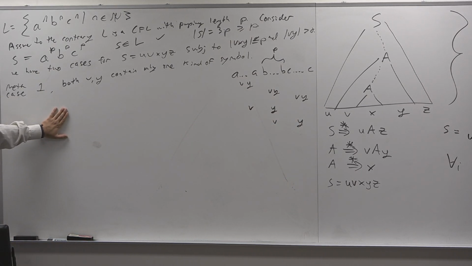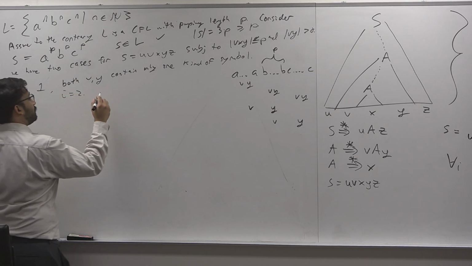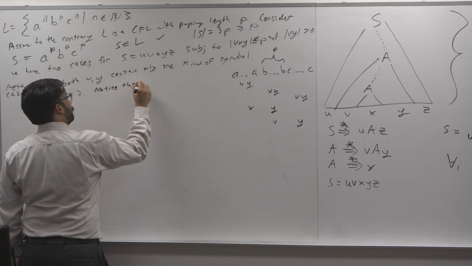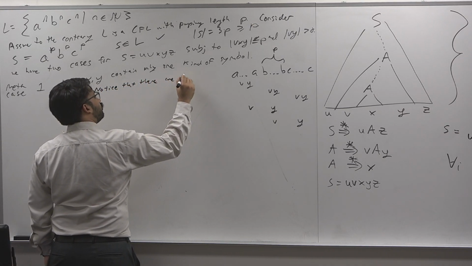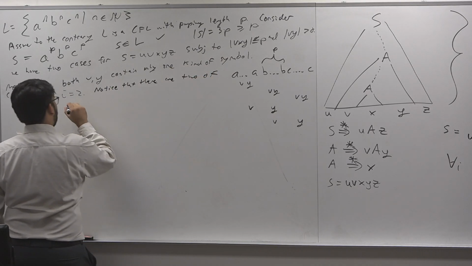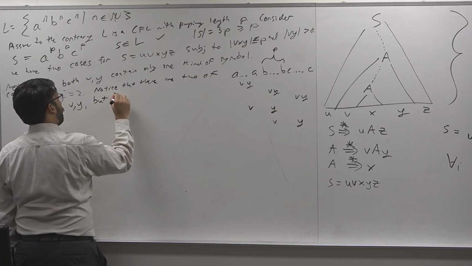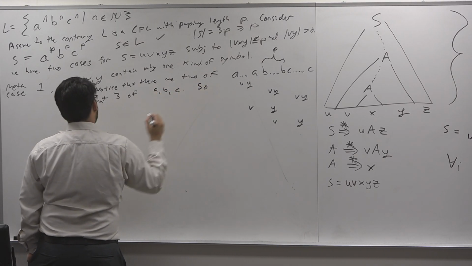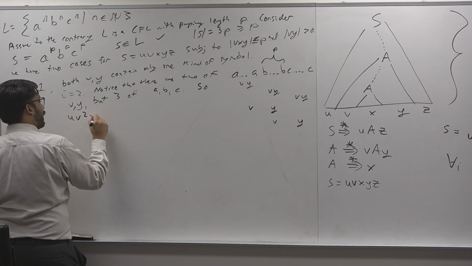What's the contradiction? What i should we choose? Give me an i. Any i that's not one. Yeah. Notice then that there are 2 of V, Y, but 3 of A, B, C. So what do you know about UV squared X Y squared Z?